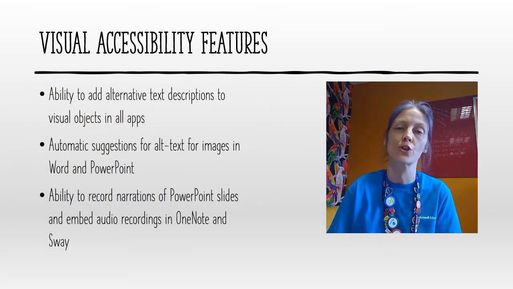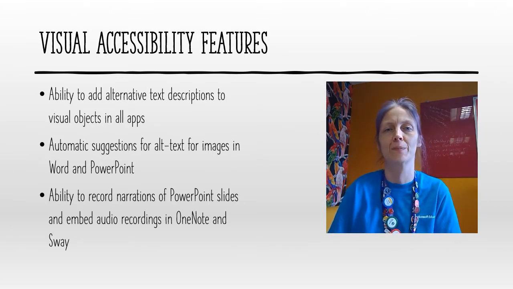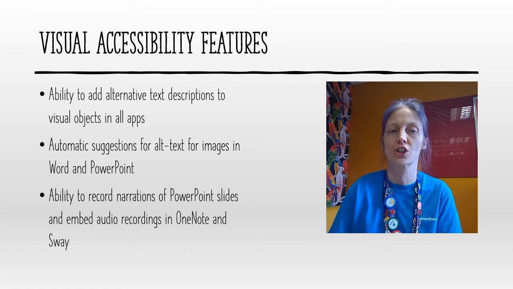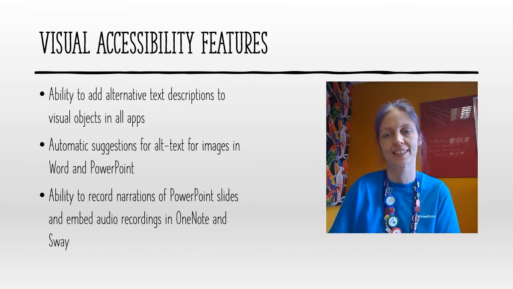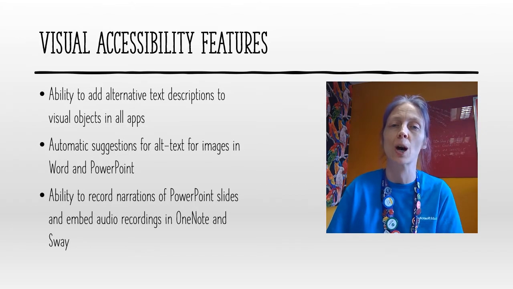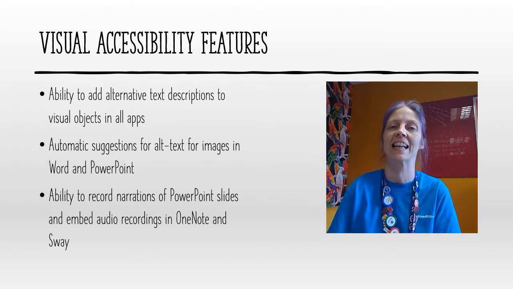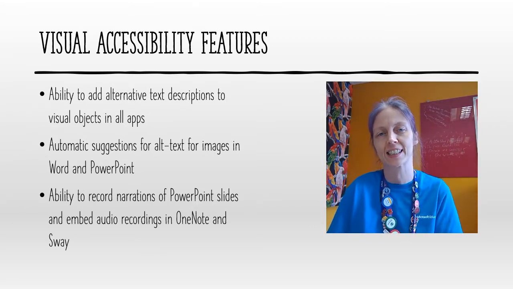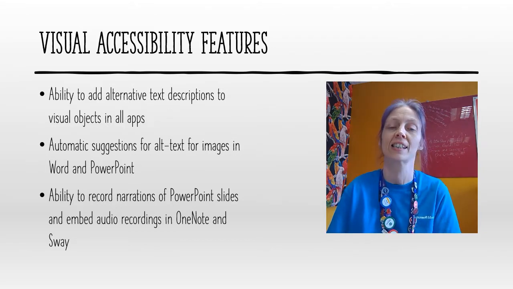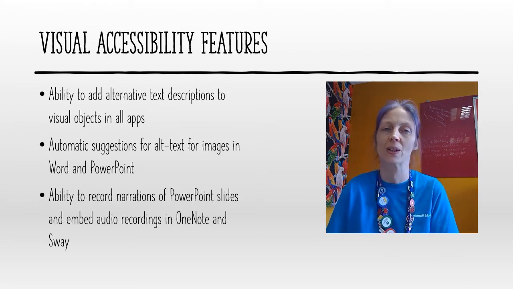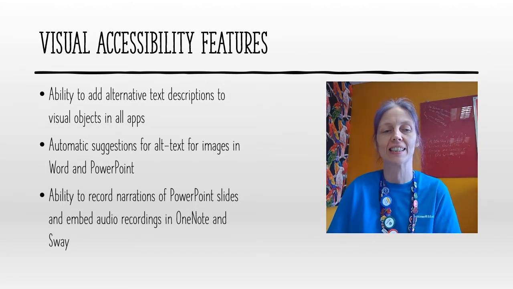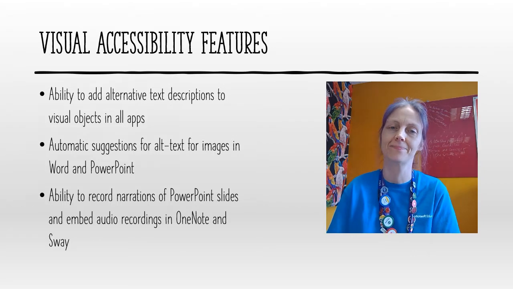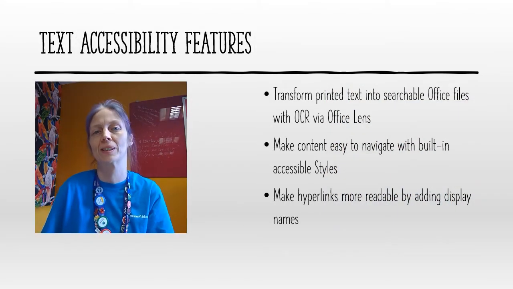So now we'll take a look at the visual accessibility features in Office 365. You have the ability to add text descriptions to all visual objects in all applications, and this allows a screen reader to be able to interpret that visual information and be able to let someone know what it contains. The applications also have a fantastic feature where they're able to automatically suggest text for alt descriptions for images, and this is powered by AI. You also have the ability to record narrations of PowerPoint slides, and you can embed audio recordings in OneNote and also in Sway.